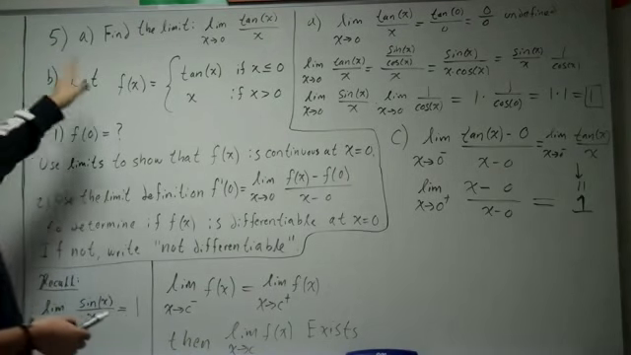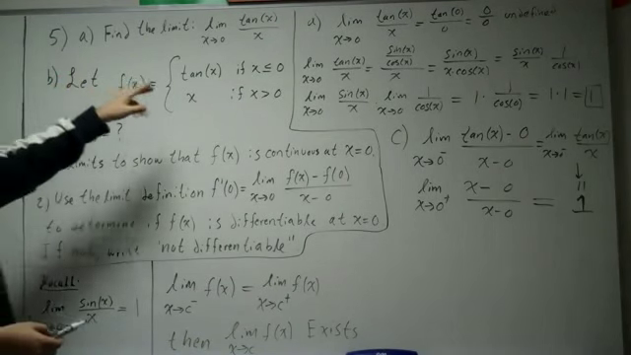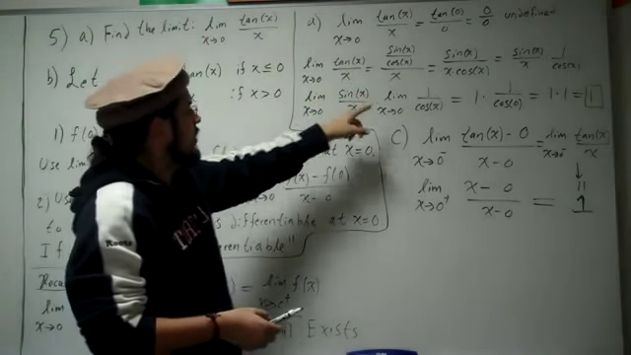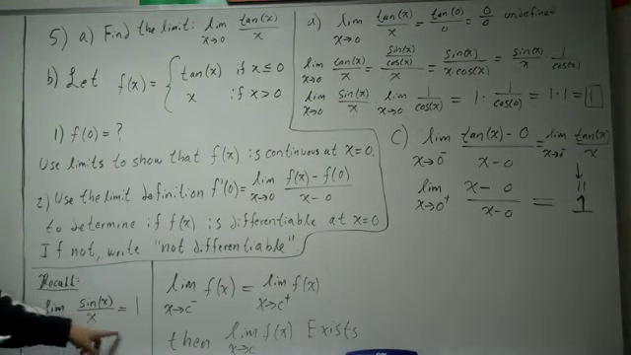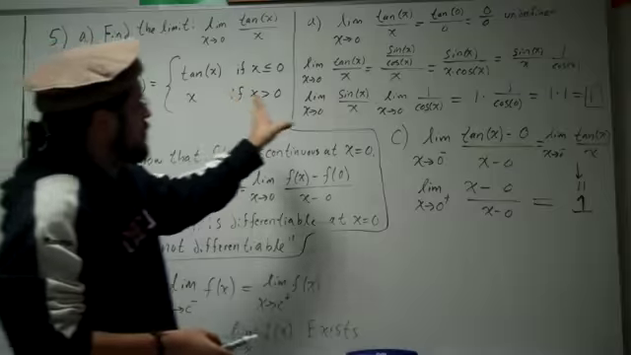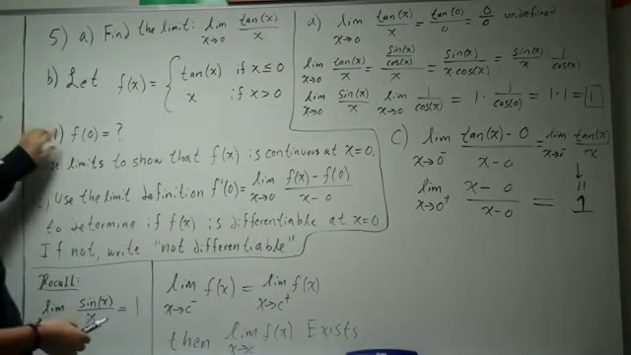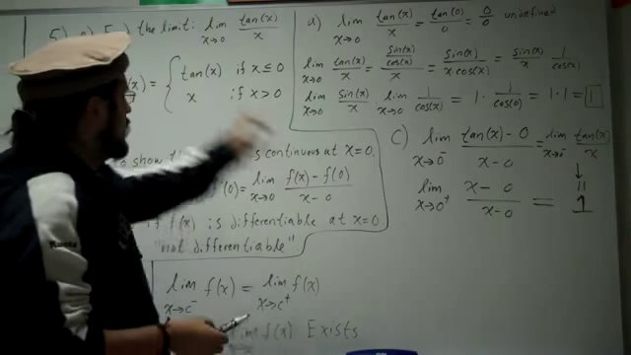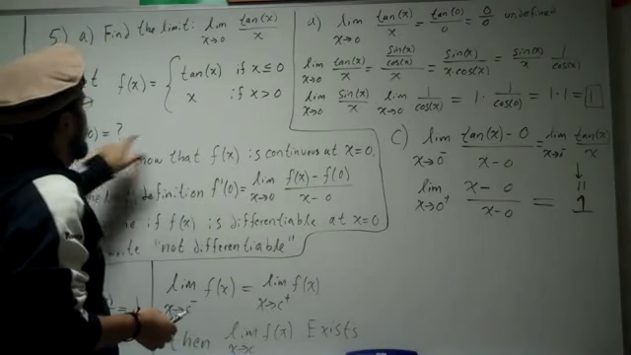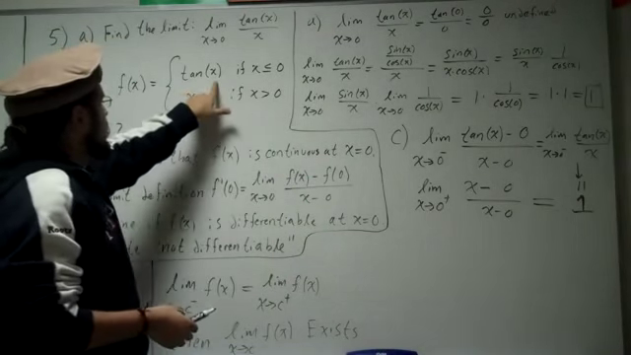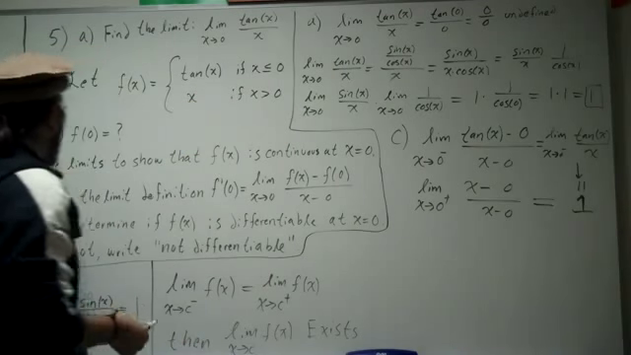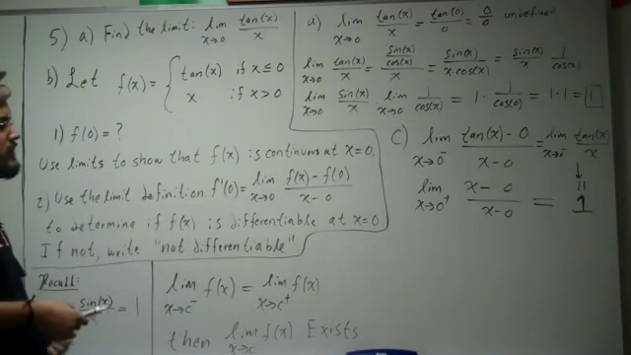So let's recap. A, find the limit. In order to find this limit, we need to recall that sine of x over x is 1. With that, we can go ahead and use algebra. We get 1. Perfect. For B, we need to compute f of 0, which we did. We plug it into here. Tangent of 0 is 0. Good. Use limits to show that f of x is continuous.